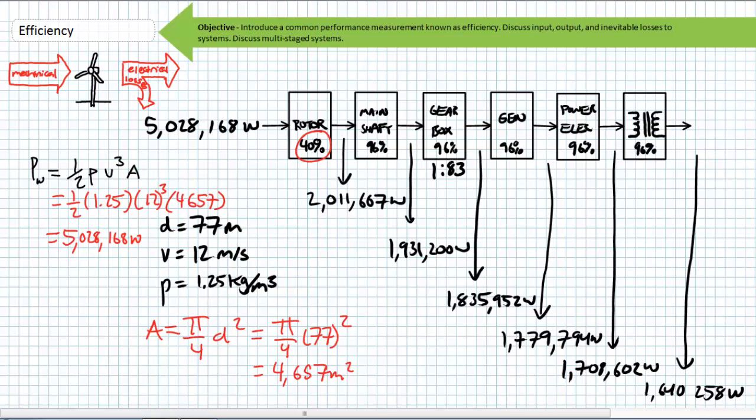This roughly 2 megawatt output is now the input for the main shaft, also called the low-speed shaft, which represents another subsystem with an efficiency measurement of 96%. This efficiency measurement accounts for frictional losses in the bearings. This 2 megawatt input is converted into roughly 1.9 megawatt output.